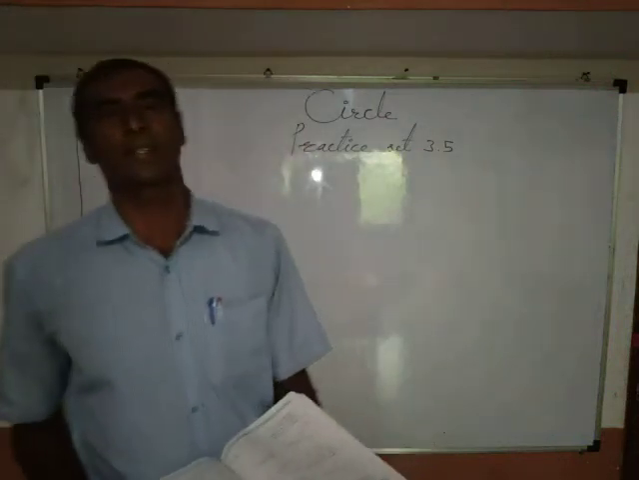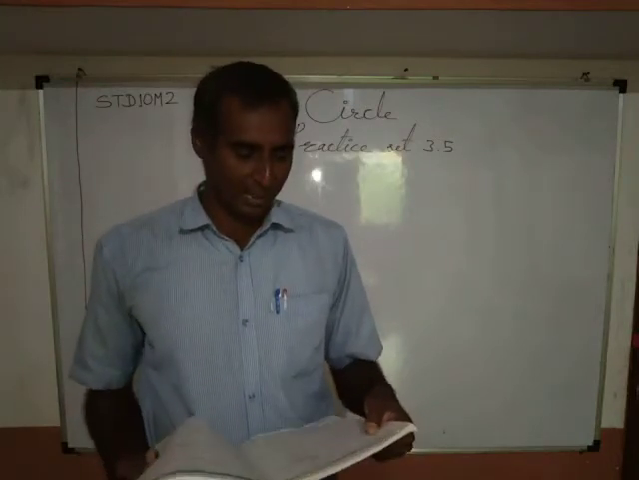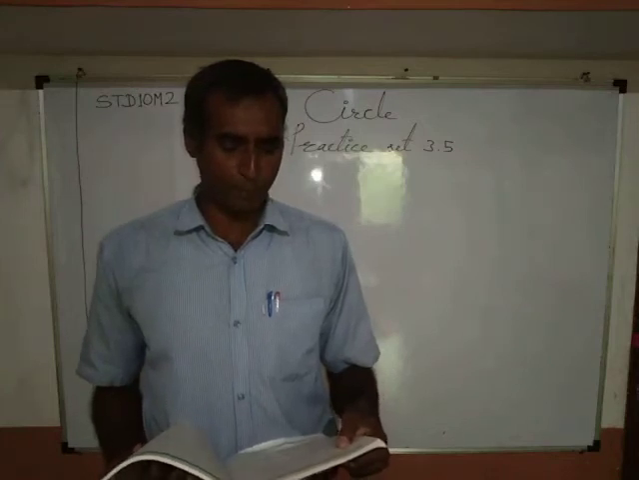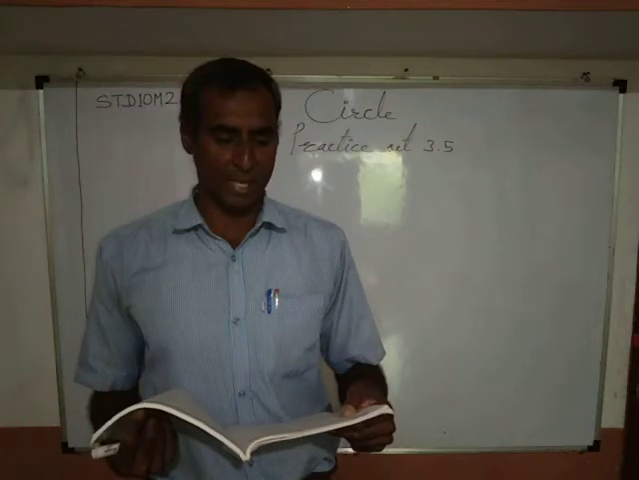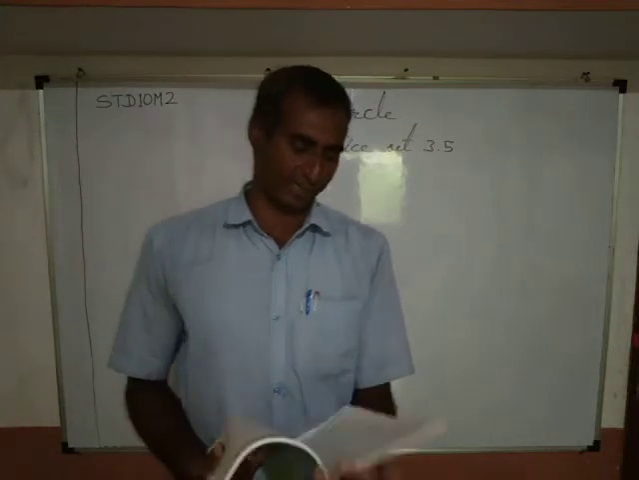Let's solve practice set 3.5. Question first. In the figure, ray PQ touches the circle at point Q. PQ equals 12, PR equals 8, find PS and RS.